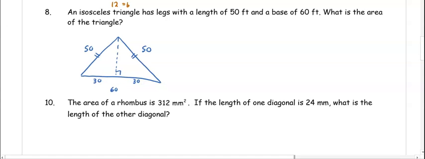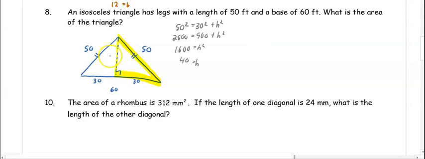So we can use one of those triangles with Pythagorean theorem. So we would have 50 squared equals 30 squared plus h squared. 2,500 equals 900 plus h squared. 1,600 equals h squared. So h is 40.